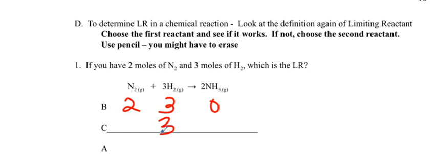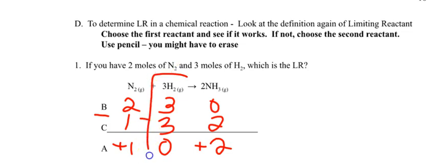1 times 2 is... 1 times 1 is 1, so this is a 1. So subtract, I get a 0 and a +1. I chose wisely. So now I need to use this 3 again. 3 divided by 3 is 1. Times 2 is 2, so I get a plus 2 products. So my limiting reactant is my hydrogen gas.